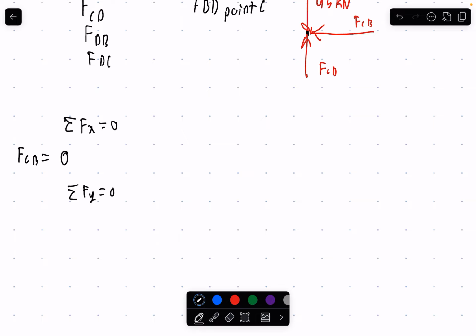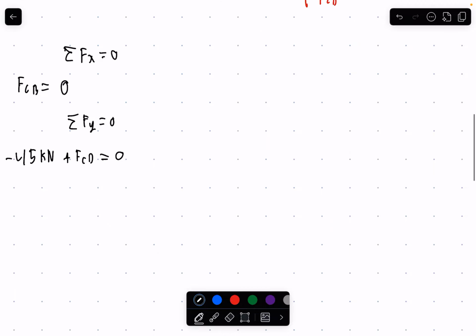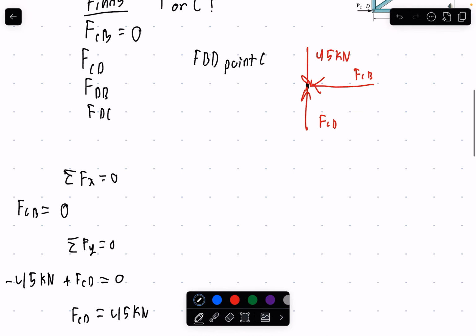Okay, so we can move on to our second equation. Sum of the forces in the Y set equal to 0. That 45 kilonewton load acting downward, so negative sign. And we have force CD acting upward, set equal to 0. Should find that force in CD is equal to 45 kilonewtons. And that will be our next find variable.